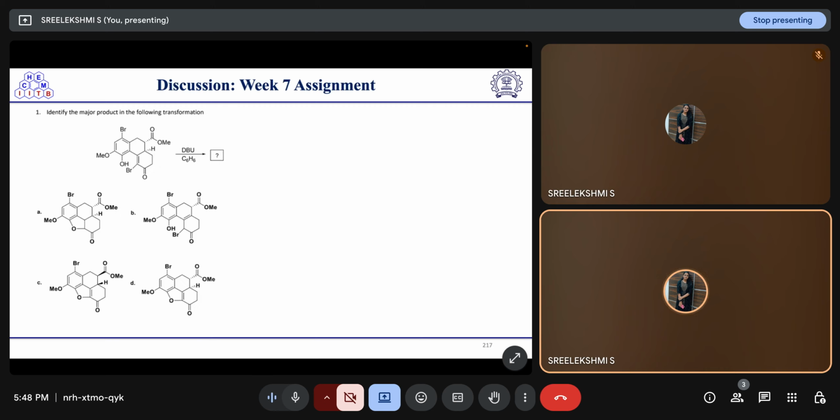Okay, now we will start the week 7 assignment questions. The first question is: identify the major product in the following transformation. This compound is treated with DBU in benzene, and we get one product out of these four options. Try to identify which product can form under DBU condition and what the mechanism will be.